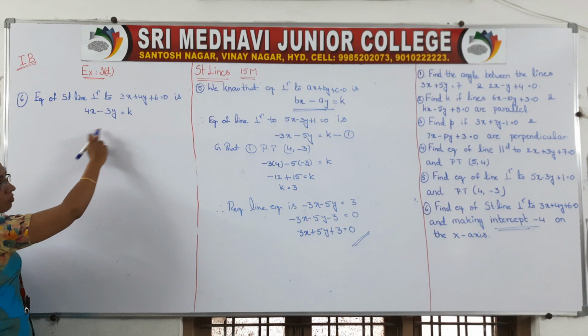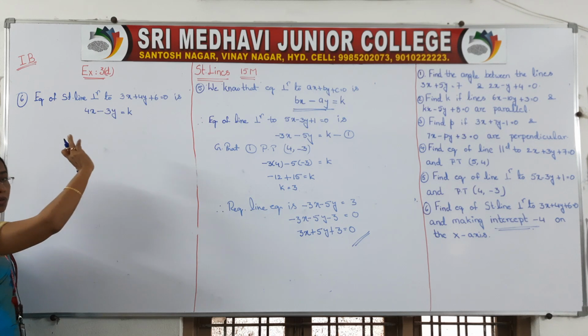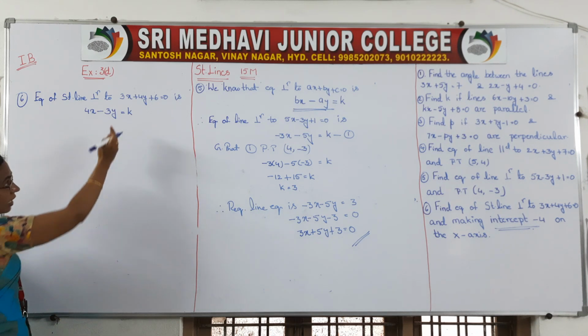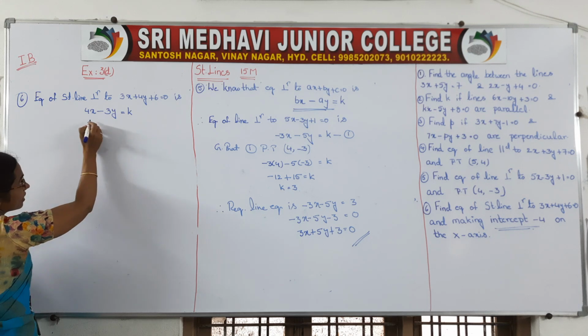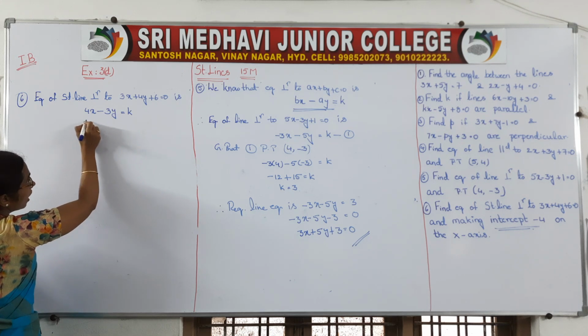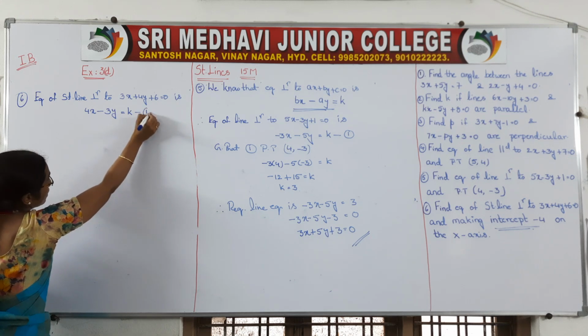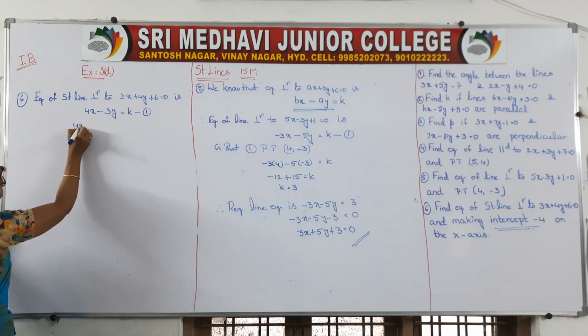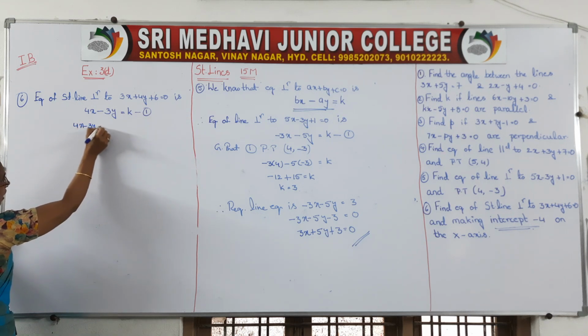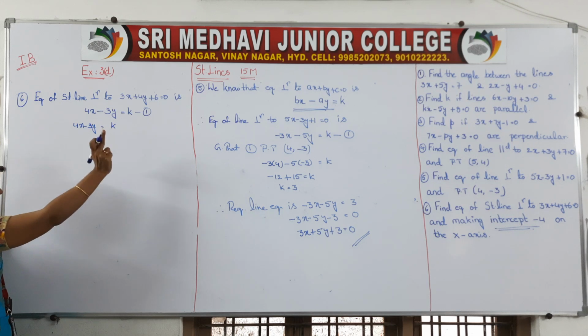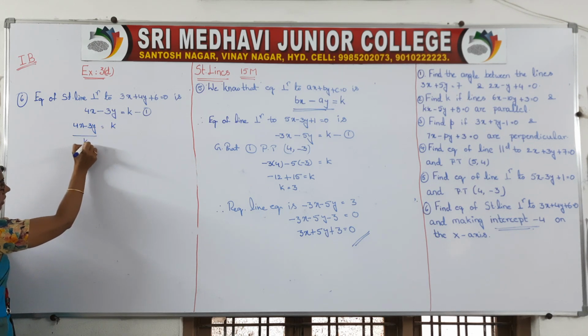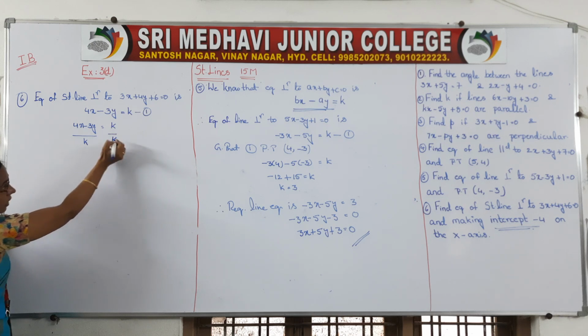So whenever we have to convert any line into intercept form, I said try to get one on the right side. So here 1 means we have to divide. You consider this as 1. Now take 4x minus 3y is equal to k. I said on the right side we have to get 1, so dividing this equation by k.